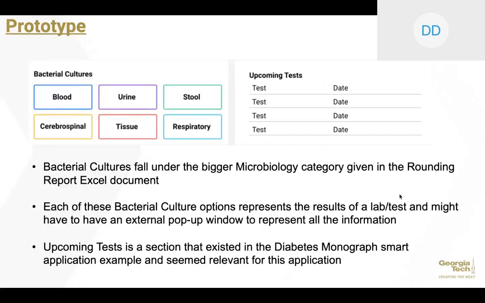Finally, we have bacterial cultures and upcoming tests. These bacterial cultures are actually like lab results for a patient, what they would have in their history. A full lab result wouldn't be able to fit on one page, so most likely these will be clickable, and then another tab will open to illustrate the full lab results. Upcoming tests is another example that we saw in the smart application, and it seemed relevant to this project. Next slide.